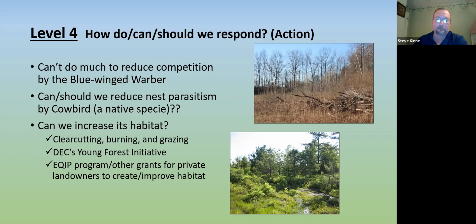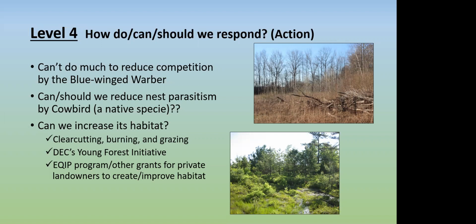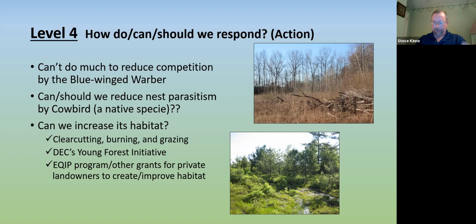And the way that you would create habitat would be to use techniques such as clear cutting, burning, or grazing, which would then clear forested areas and allow new growth to come up. Things like the DEC's Young Forest Initiative, if you haven't heard about that, a lot of the wildlife management areas, often in mature forests, are wanting to get about 10% of that into shrubland or young forest to increase the habitat for certain birds and certain other animals, and that would include the golden-winged warbler.